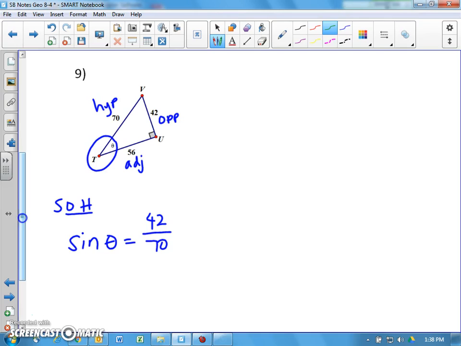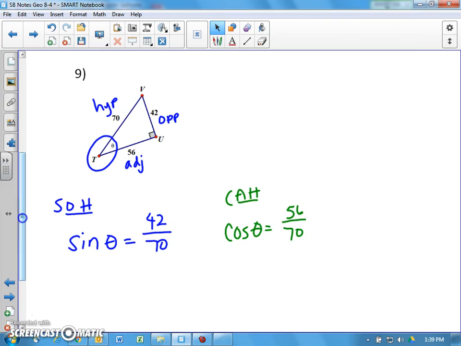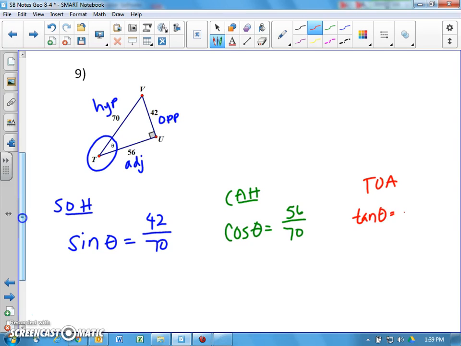Okay? Cosine. CAH, that uses adjacent and hypotenuse. So cosine of theta should be adjacent, which is 56, over hypotenuse, which is 70. And our third one, that TOA, is tangent. So tangent theta should be opposite over adjacent. I want you to complete that one.